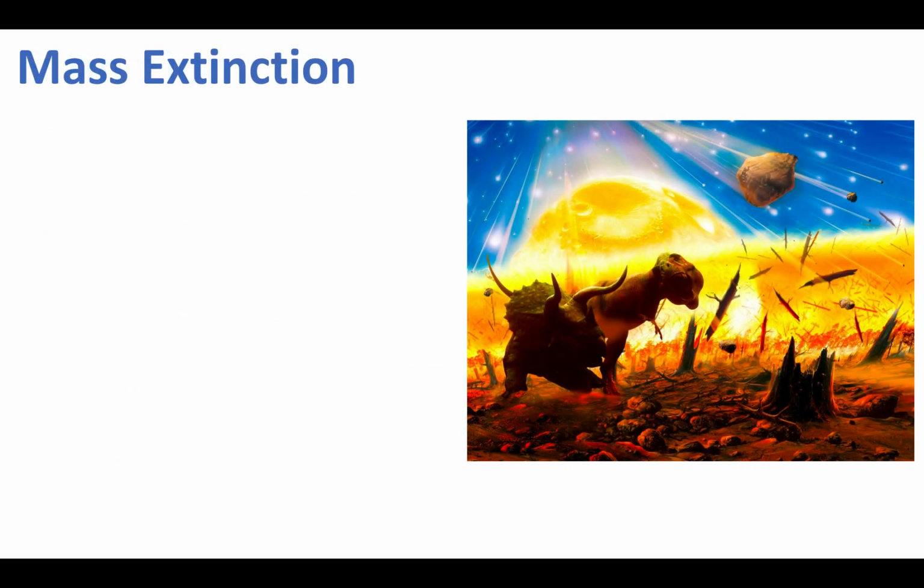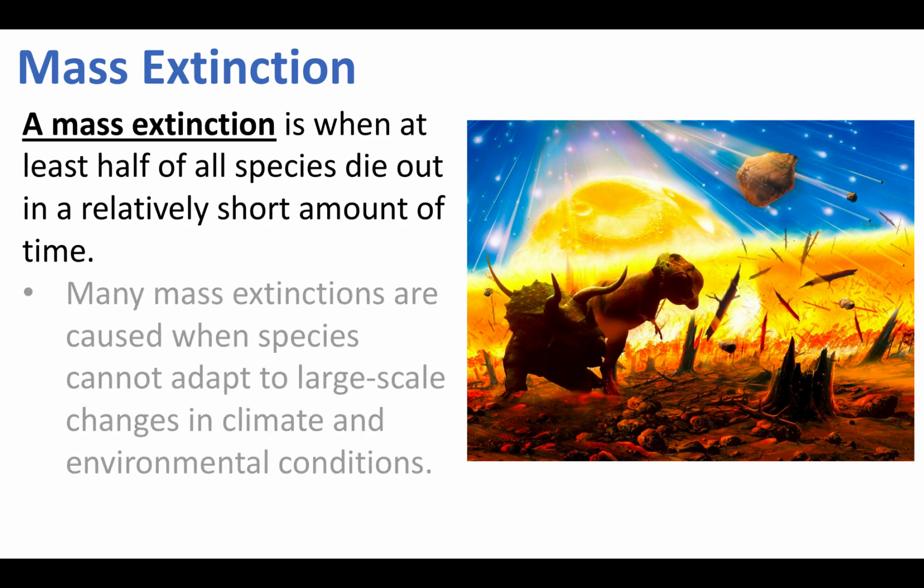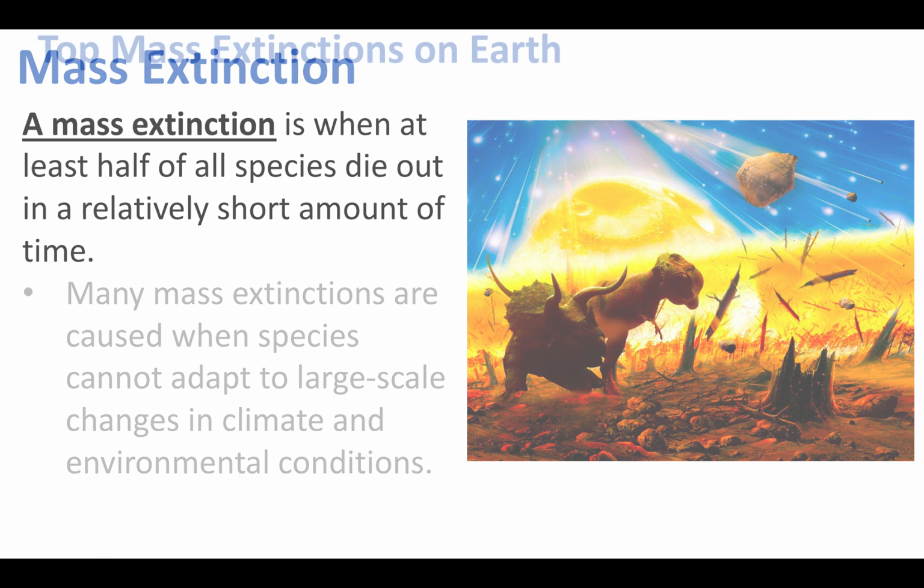Now, there's a difference between extinctions and mass extinctions. A mass extinction is when you have at least half of all your species die out in a very short amount of time. So you're not just having one organism going extinct, it's many, at least half of your species on Earth going extinct at one time. Mass extinctions can be caused by a variety of things, but mostly are linked to the environment. So large-scale changes in climate and environmental conditions can lead to those mass extinctions where at least 50% or more of the species on Earth die out.